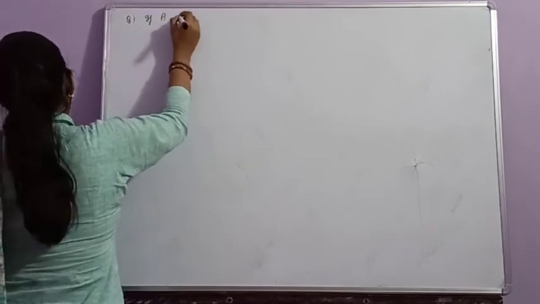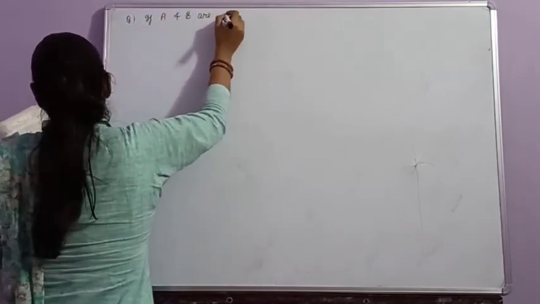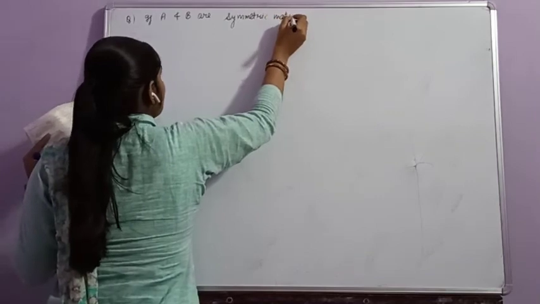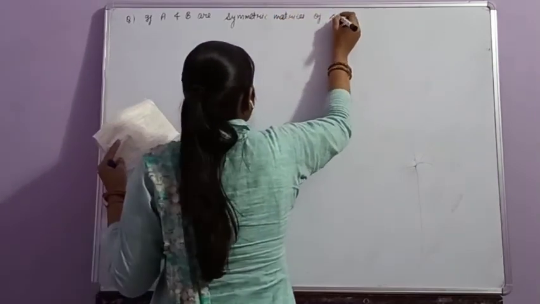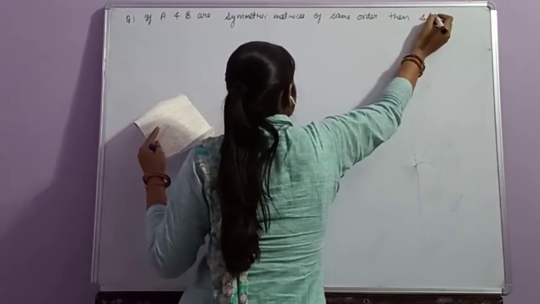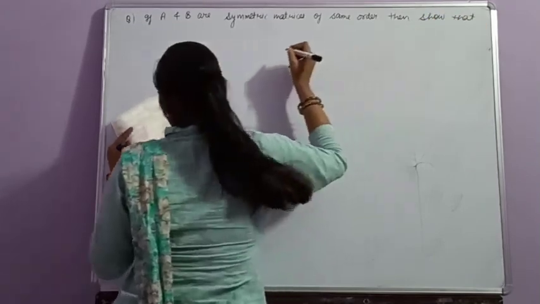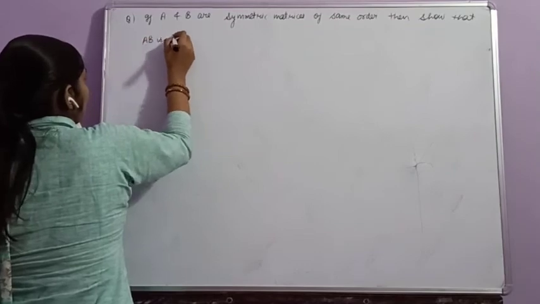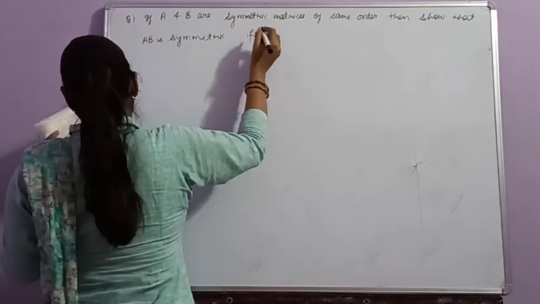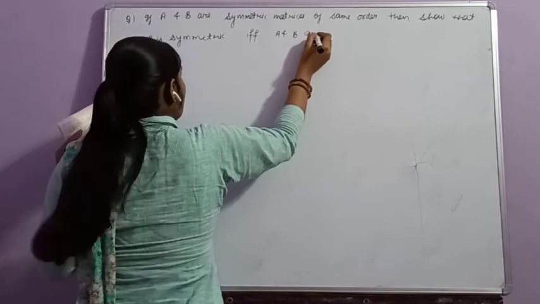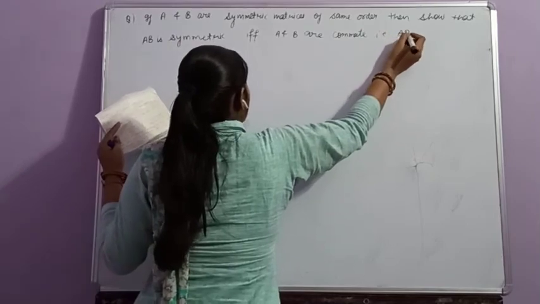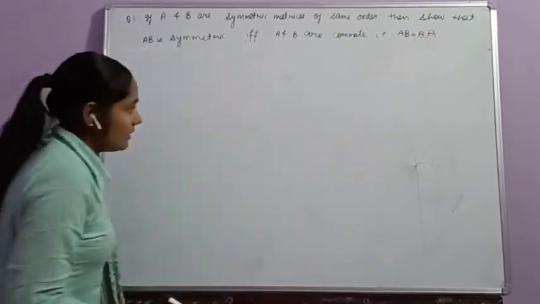If A and B are symmetric matrices of the same order, then show that AB is symmetric if and only if A and B commute. Commute means AB is equal to BA. Clear?